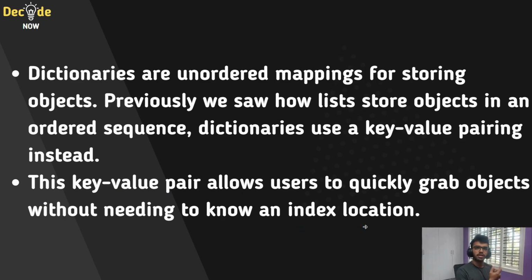Suppose I want to get a particular element, then there is no need for me to know that particular index location or to iterate through the list. Rather, I will just pass the key of that particular value and grab the value of the key value pair.